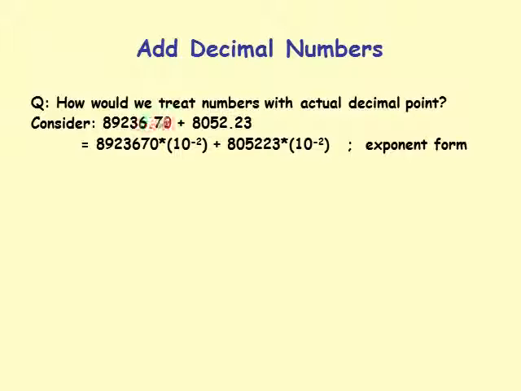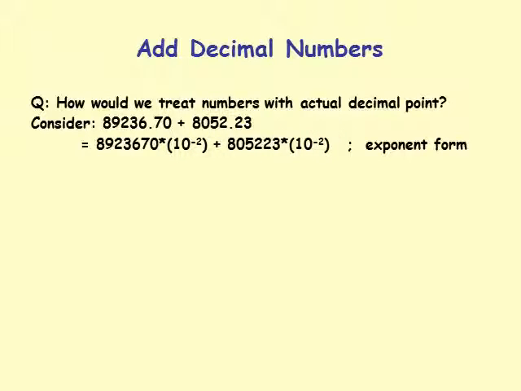89236.70 is equal to 8923670 times 10 to the power of -2, and the other number is 805223 times 10 to the power of -2. This is the exponent form of the decimal numbers we had. We studied the exponent form in the previous section.